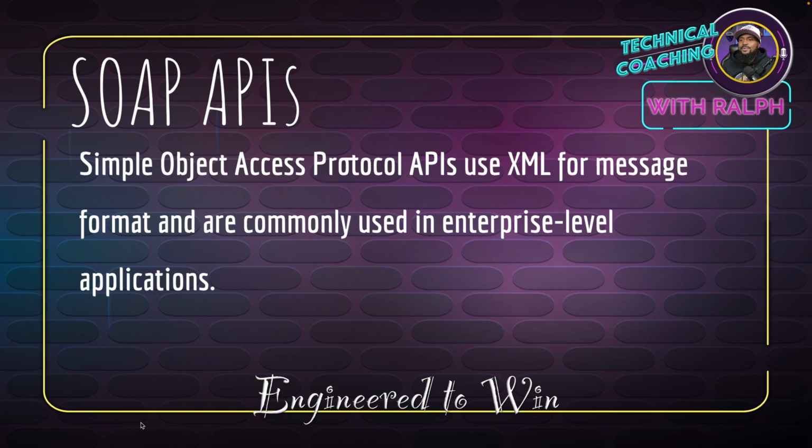Next up, we have SOAP APIs. SOAP stands for Simple Object Access Protocol, which uses XML, while REST APIs usually use a JSON type format. There are many different other ways you can send it, as text and things like that. But SOAP itself uses XML for its message format and is commonly used in enterprise-level applications.